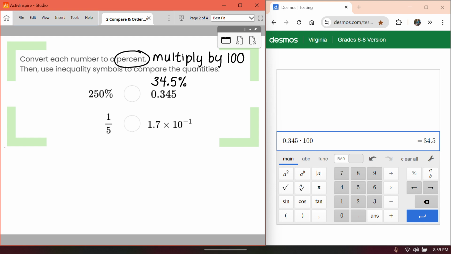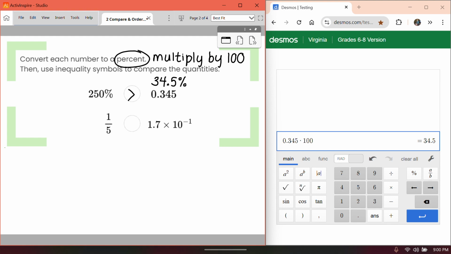And I can compare these really easily. It's very difficult to try to compare percents, decimals, fractions, scientific notation, square roots, all these different things until they're the same form, which is why we change everything to a percent. It makes it super easy to compare. So we have 250% and 34.5%. And I know that 250 is greater, so I'm going to put a greater than symbol.